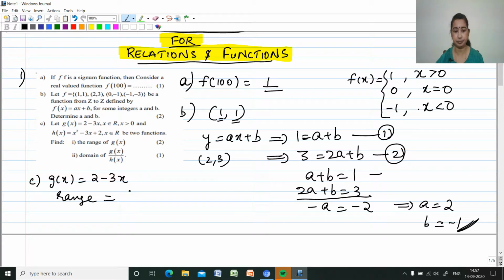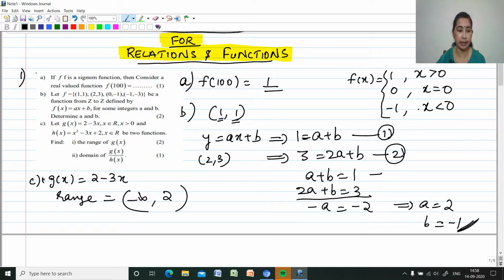So here we can write the range. Range will be minus infinity to 2. The value will be from minus infinity up to 2 only. The 2 will not be included, so I am writing an open interval. Minus infinity also, we don't know what the correct value is, that's why minus infinity is also in the open interval. So the open interval minus infinity comma 2 is the range.